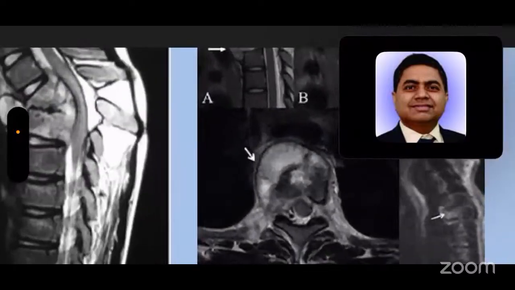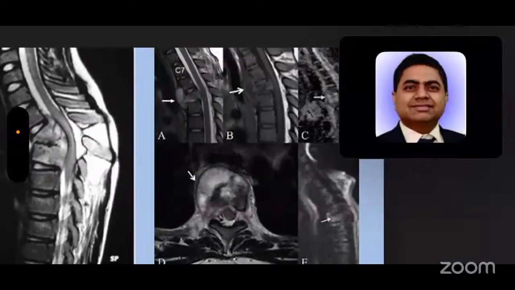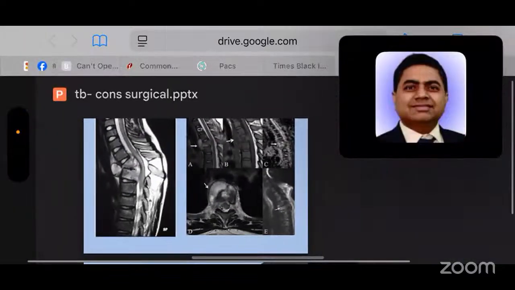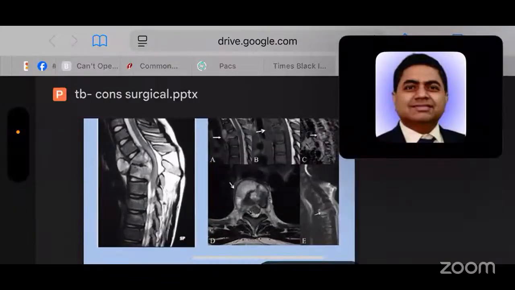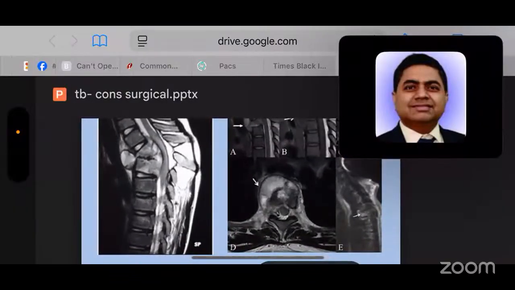Axial view is very important, as shown here. There's an abscess which is seen in the prevertebral region, and also the epidural cuff is getting obliterated because of the abscess. So not only the sagittal, we have to see even the coronal as well as the axial films.